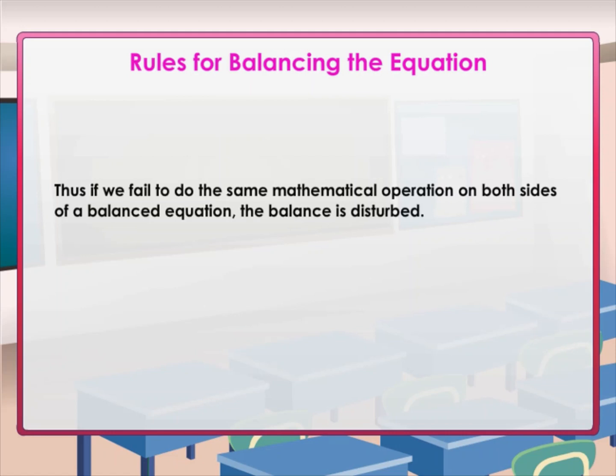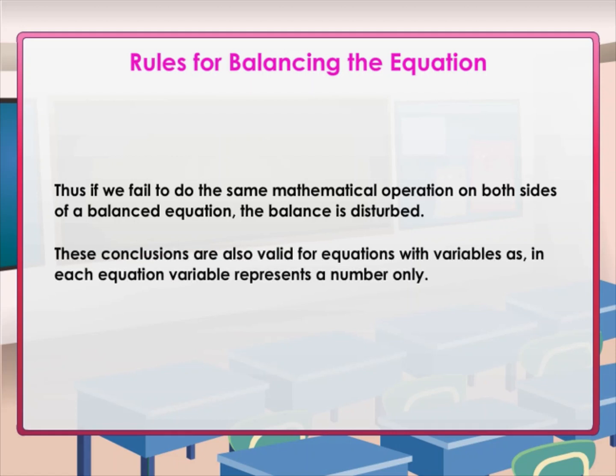Thus, if we fail to do the same mathematical operation on both sides of a balanced equation, the balance is disturbed. These conclusions are also valid for equations with variables, as in each equation, the variable represents a number only.